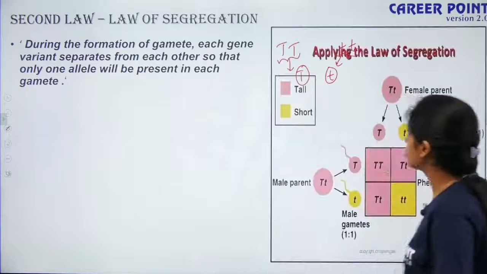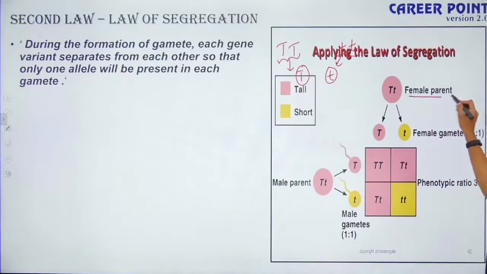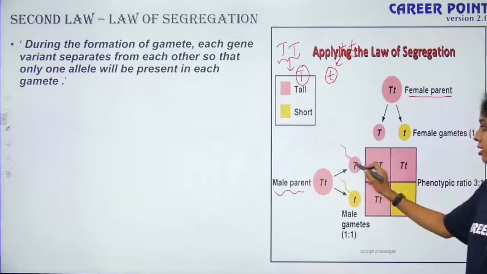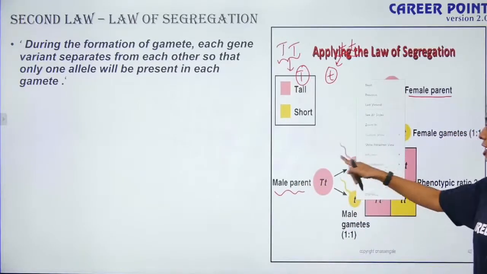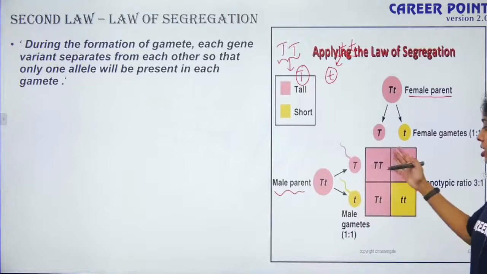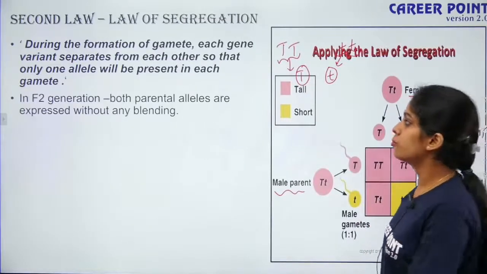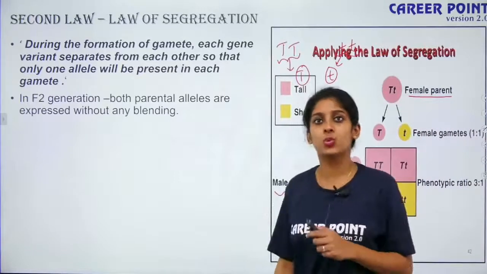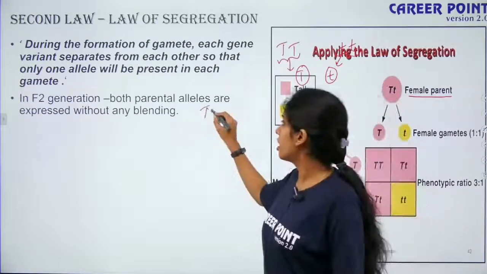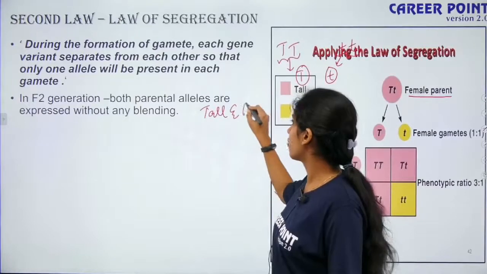Fine, is this understood? For example, this is the female parent, so the gametes are capital T, small t. So for the male parent also, capital T, small t. This separation of gametes is called the law of segregation. In the F2 generation, both parental alleles are expressed without blending. So in F2, you have both tall and dwarf characteristics.